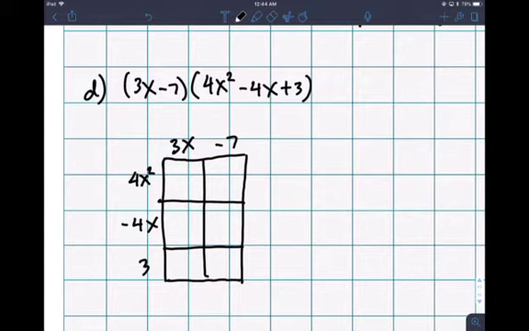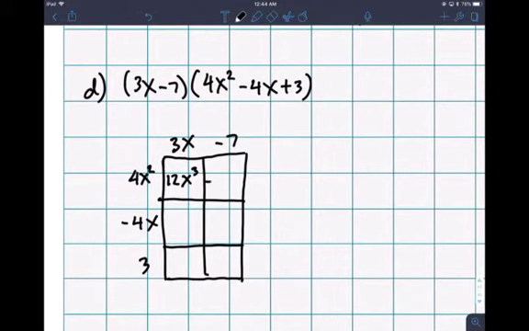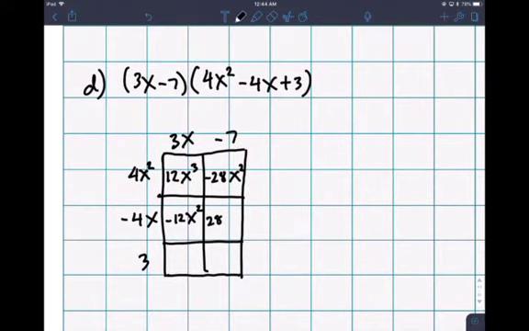First box, 4 times 3 is 12. And x squared times x is going to be x to the third power. Next box, 4 times negative 7 is negative 28x squared. Negative 4 times 3 is negative 12x squared. Negative 4x times negative 7, negative times negative is positive, so positive 28x. 3x times 3, 3 times 3 is 9, so 9x. And the last one, 3 times negative 7 is negative 21.